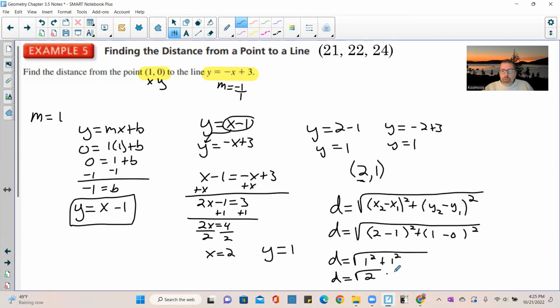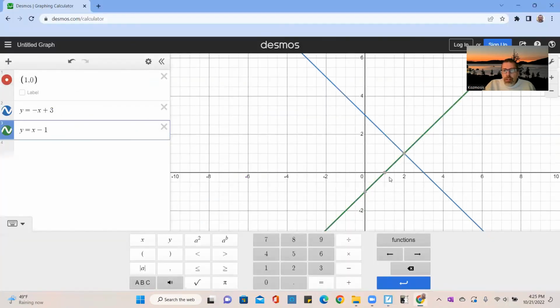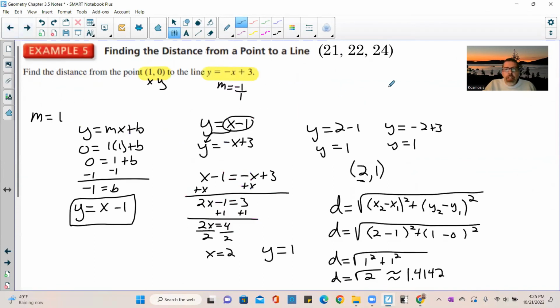And the square root of 2, which is approximately, hey Siri, what's the square root of 2? The square root of 2 is approximately 1.4142. Okay, so I'll go out 4 decimal places, and the distance between those 2 points is 1.4142, or the square root of 2. I'm going to show that in the graph again. So from here to here is 1.4142, or the square root of 2.